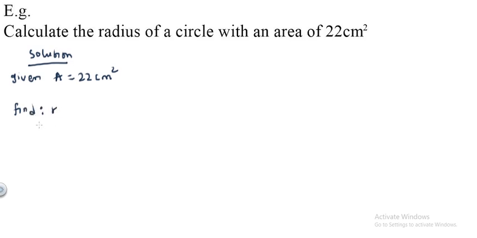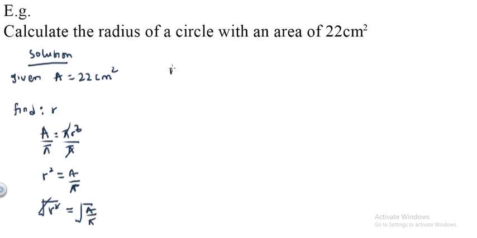We know that the formula relating area and r is area is equal to pi r squared. We can make r the subject of the formula. So to make r the subject of the formula here, we divide through by pi. If we divide through by pi, r squared will be equal to A by pi. Next, you take the square root of both sides. So the square root of r squared cancels out, and this is the square root of A over pi. So that you have r is equal to the square root of A over pi.